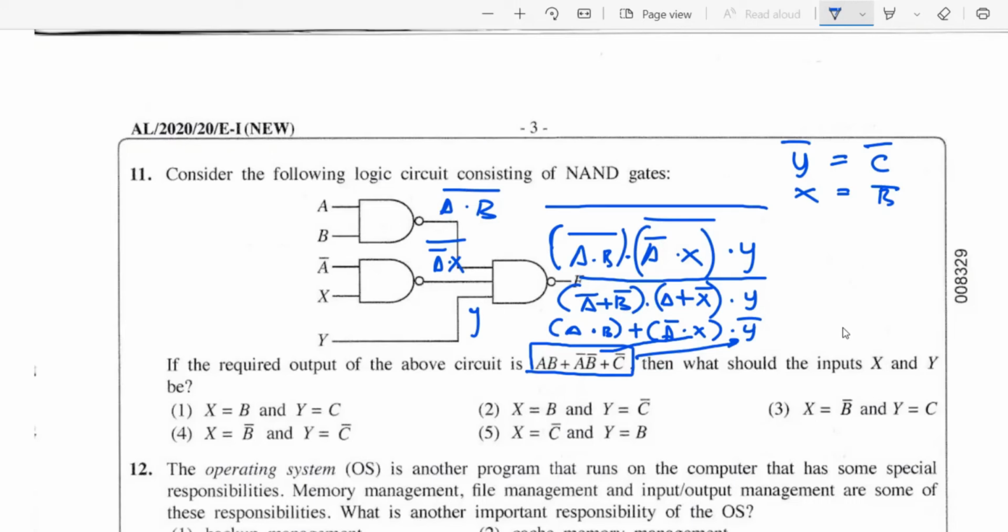So if Y bar equals C bar, then Y should equal C. X equals B bar, which we have directly taken from the equation. So X equals B bar and Y equals C. Here we have the fourth answer, X equals B bar and Y equals C. Right? Fourth is the correct answer.